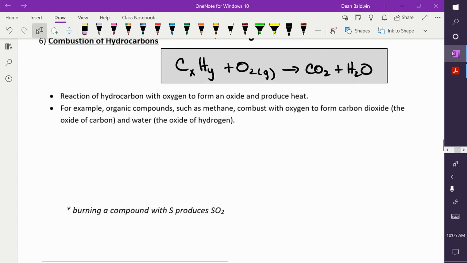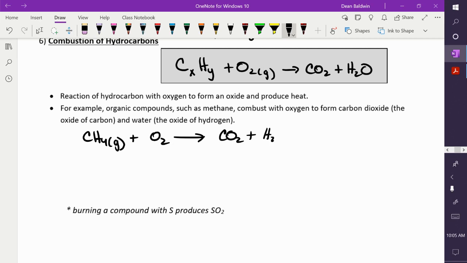So let's do, well, if we're going to do methane, CH4. Methane gas plus oxygen produces CO2 and water.